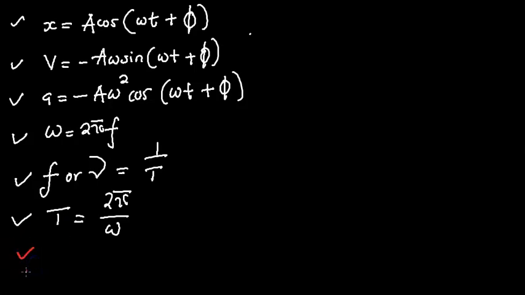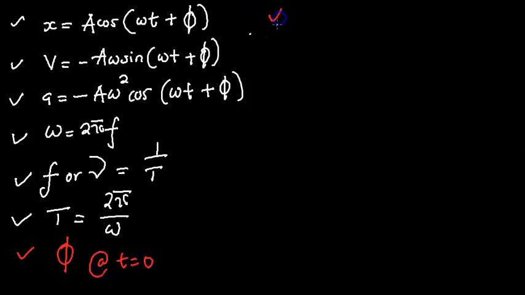Next thing we have is the phase constant. This is the symbol for the phase constant. The phase constant actually determines the initial position and velocity of the oscillating object at t equals 0.